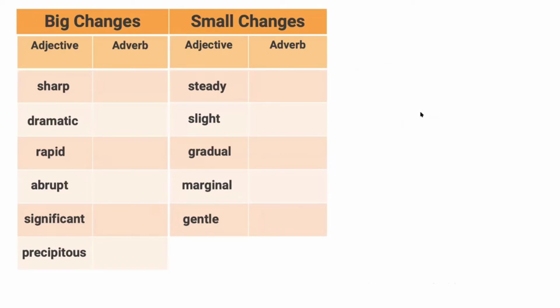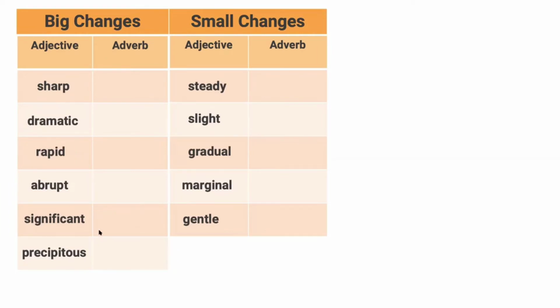Okay, great job. Before we get into our examples and filling in the blanks with our actual writing task 1 prompts, I just want to go over the difference between adjectives and adverbs when talking about big changes and small changes. This is something that students really struggle with because adjectives and adverbs can be extremely similar. So I've got a table here for big changes.